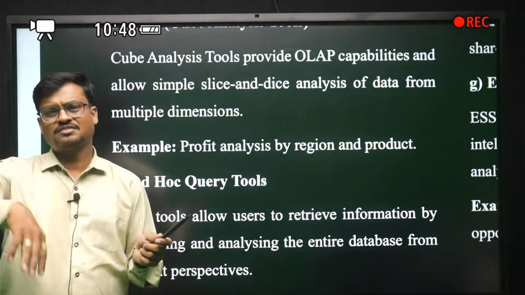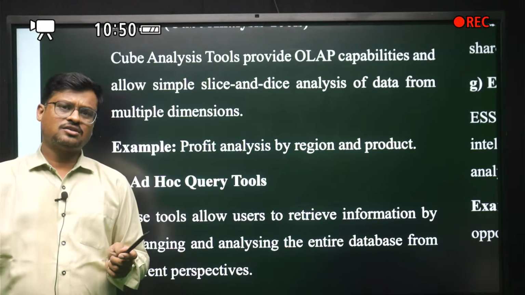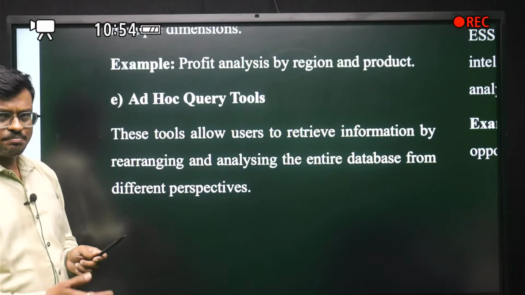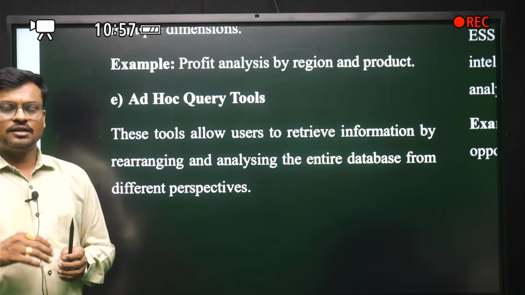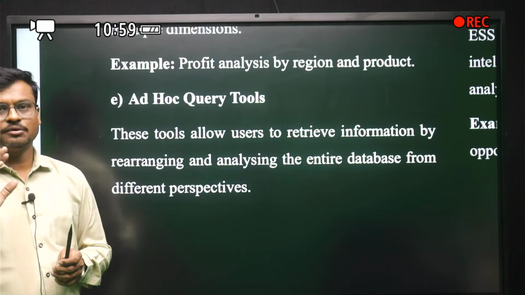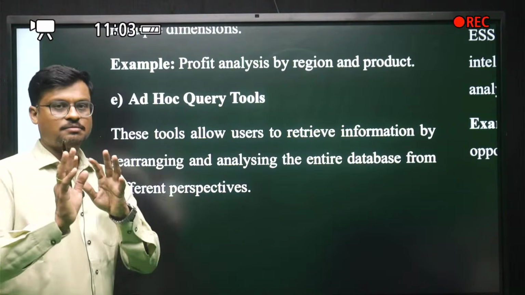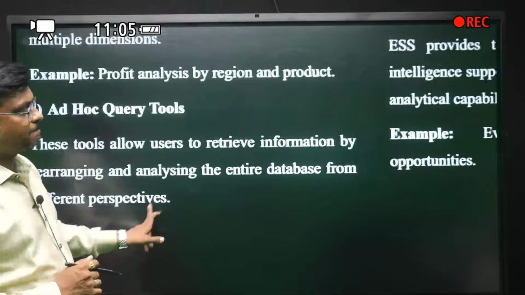See, again, all these things we have seen in intelligence. Now we are also learning them in the BA also. Ad hoc query tools, it purely depends upon the user. They will send the request and they'll get the response immediately. Okay, it is a personalized query, customized query.